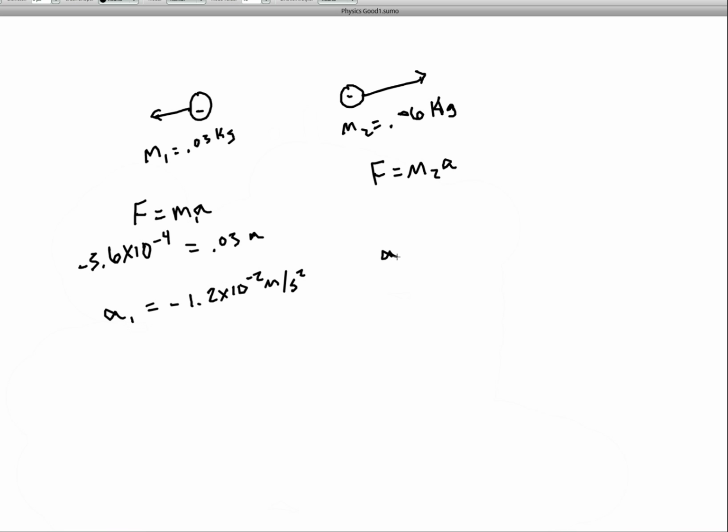And for A2, I go about the exact same way, except here I plug in positive because I know my repulsive force is positive, and I plug in 0.06 for M2, and I get a value of 6.0 times 10 to the minus third meters per second squared. It makes sense that this particle is accelerating faster because it is lighter, because they are both experiencing equal repulsive forces. So that would be your two answers for C.